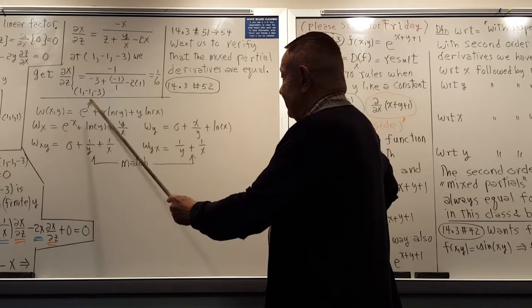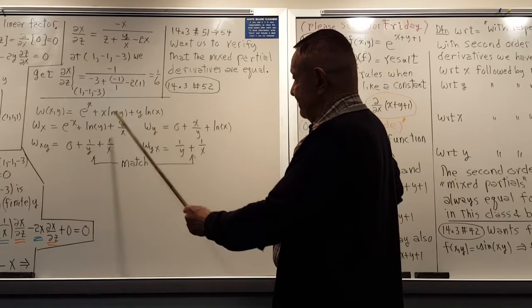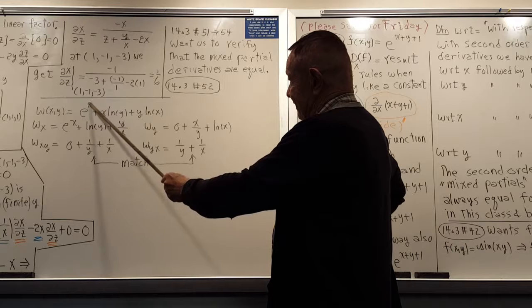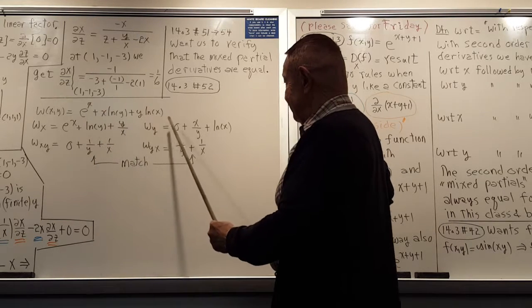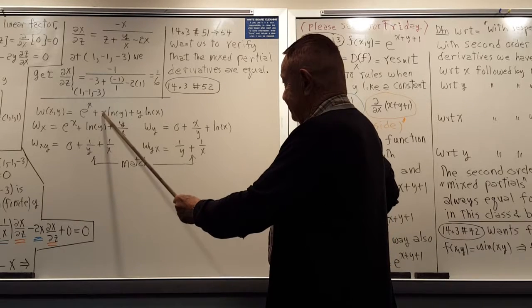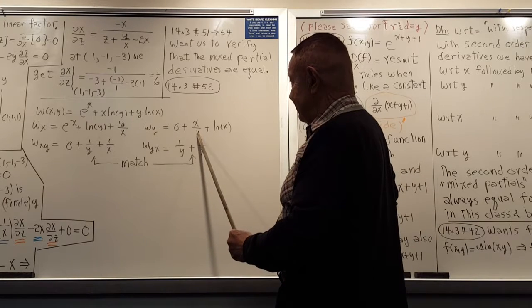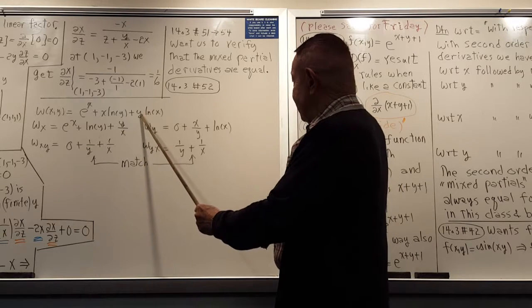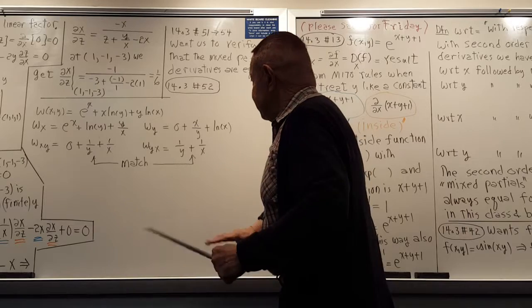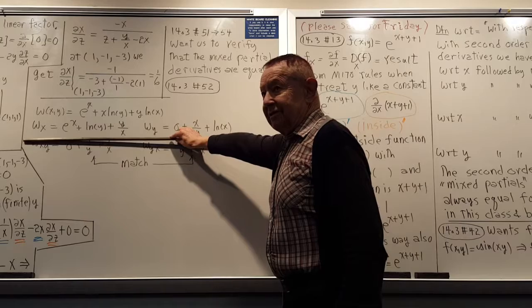Okay? In the same way, if you want to do the partial with y, that's 0. You're treating that like a constant because there's no y there. You're treating the x like a constant, and then the derivative of log y is 1 over y. And then you're treating x and log x like a constant, and the derivative of y is 1. So here are your first partials, which are different.